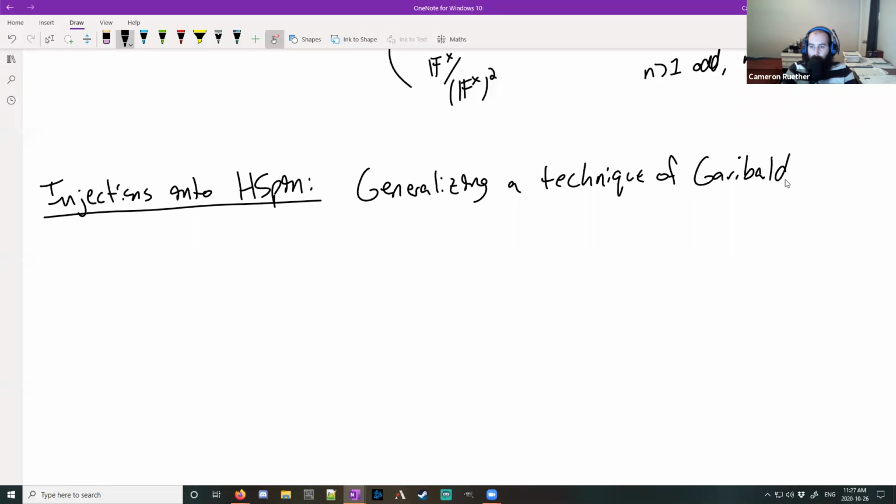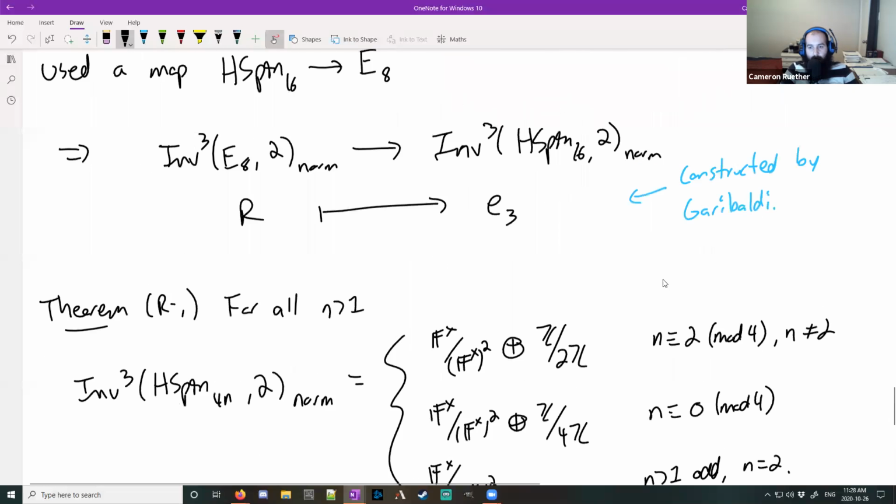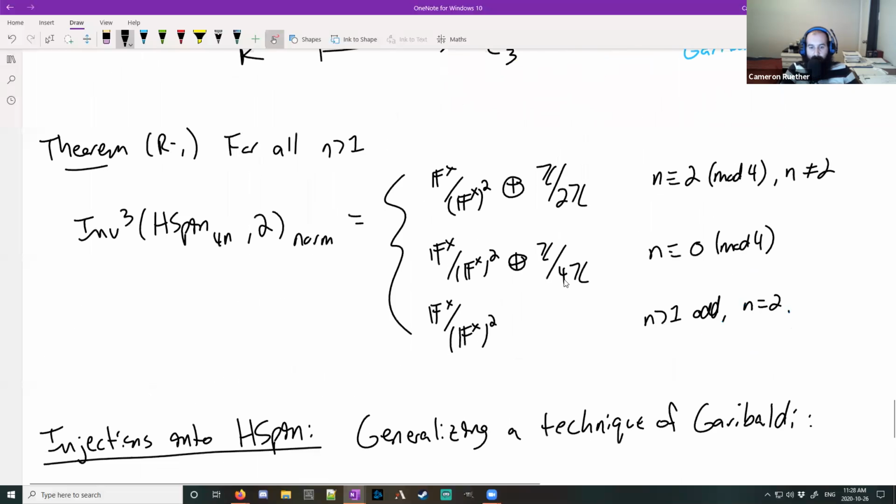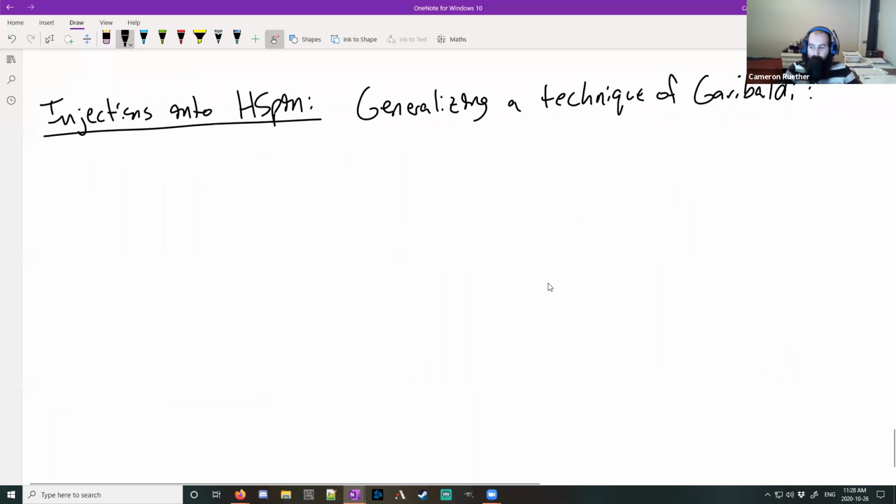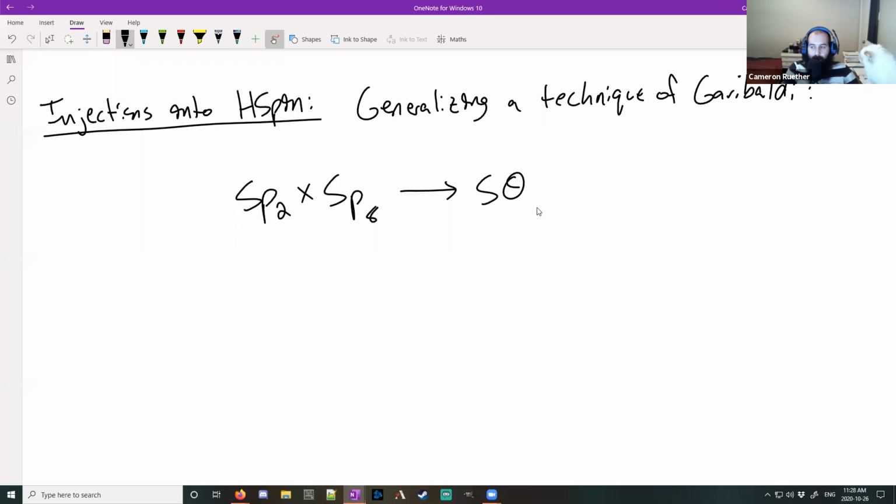So what Garibaldi did in this paper here, since he was interested in HSpin 16, he looked at the following. He took the symplectic group of rank 2 and of rank 8 and looked at this Kronecker product, sending just the matrices that represent these groups to the tensor product as linear maps. This is the Kronecker tensor product.